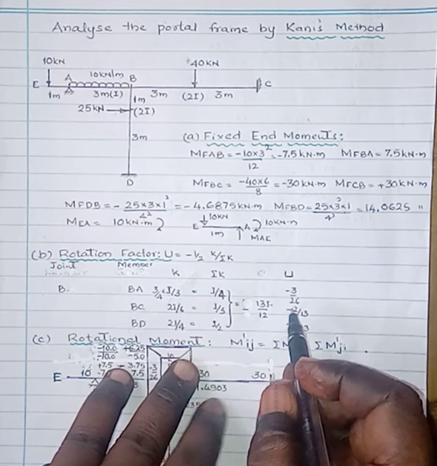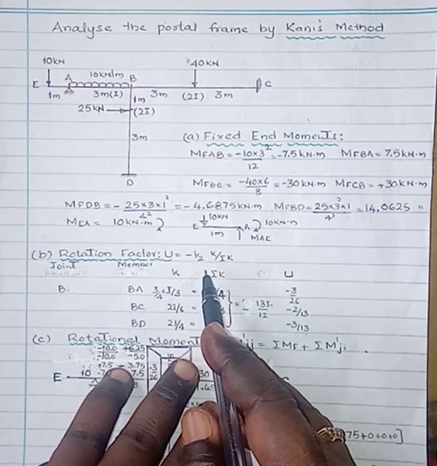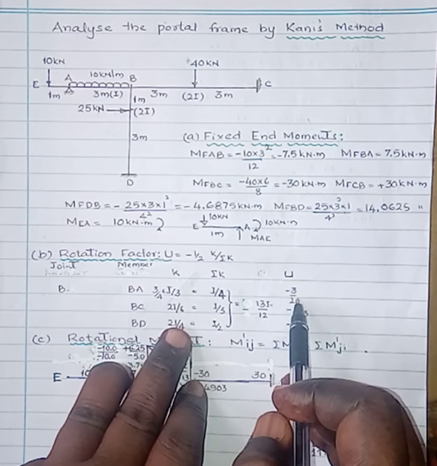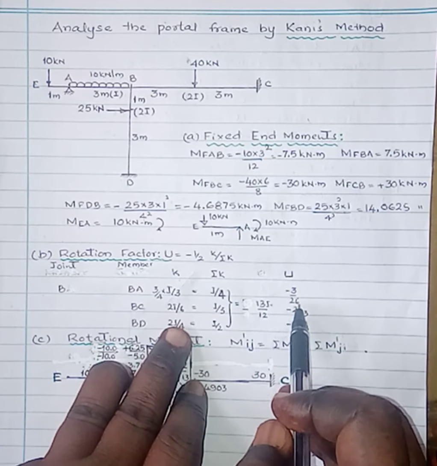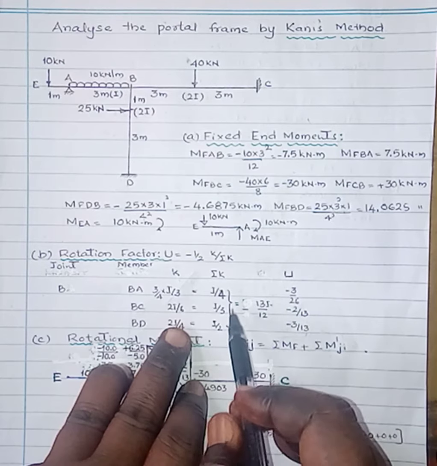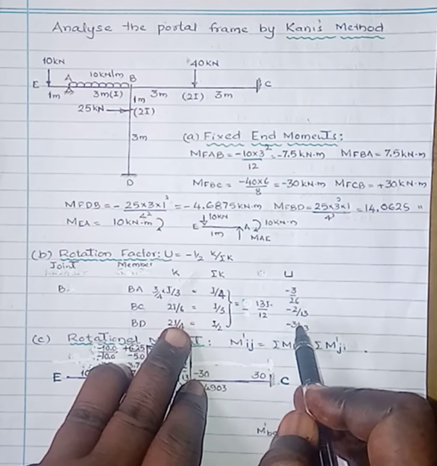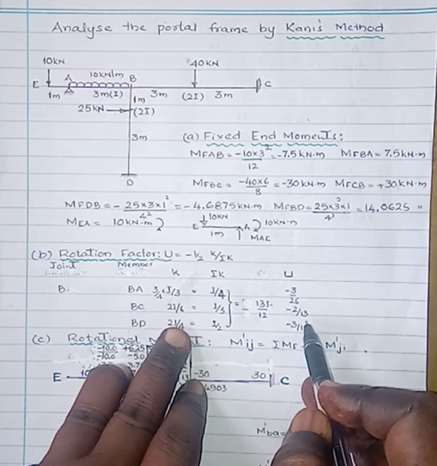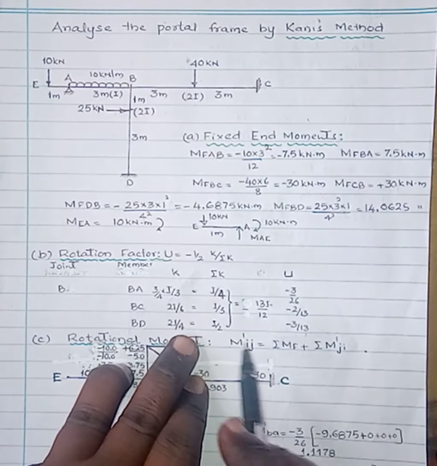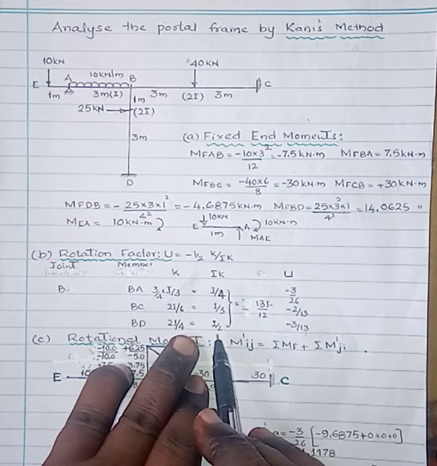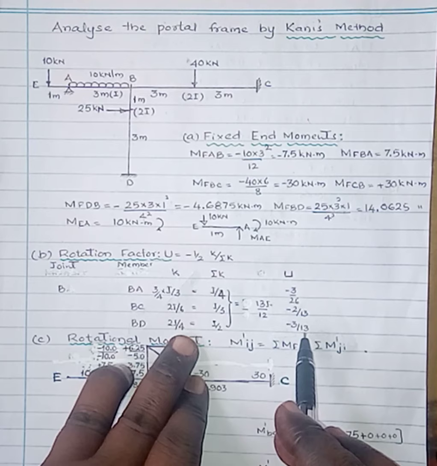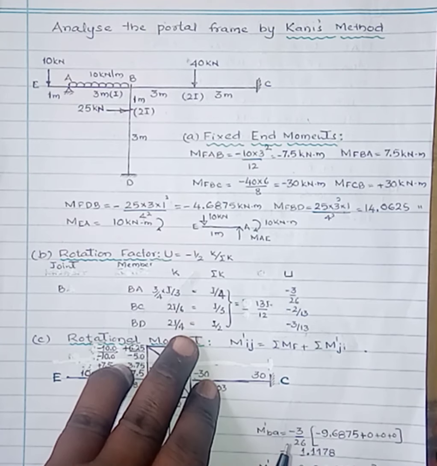Then the rotation factor U equals minus half into K divided by summation K. KBA divided by summation K into minus half, that is for BA minus 3 by 26. For BC, KBC divided by summation K into minus half, that is minus 2 by 13. For BD, the vertical member, minus half into I by 2 divided by 13I by 12, you will get minus 3 by 13.